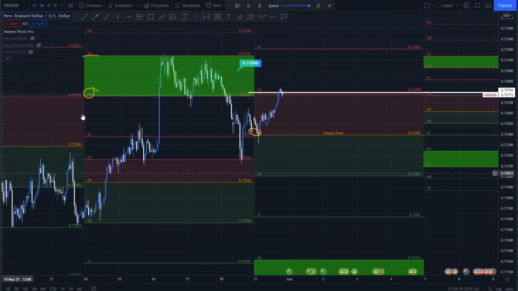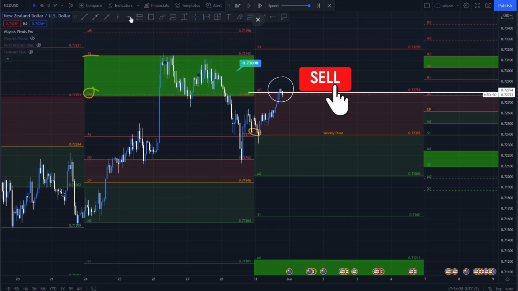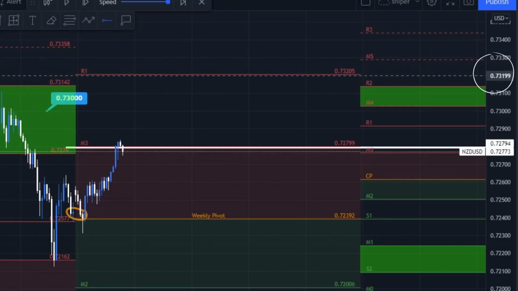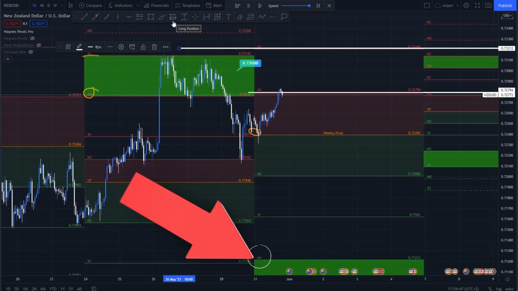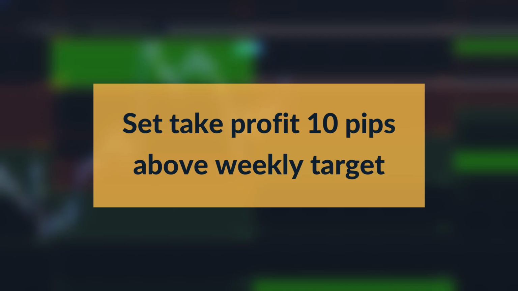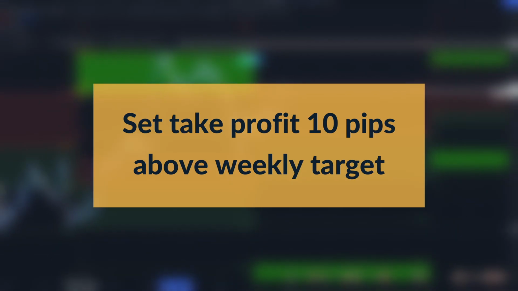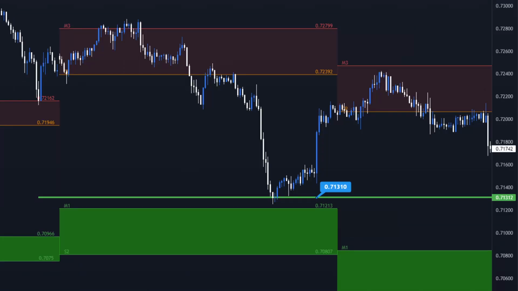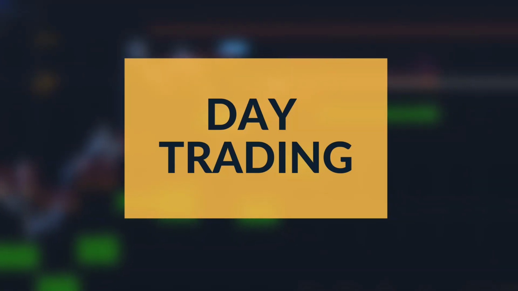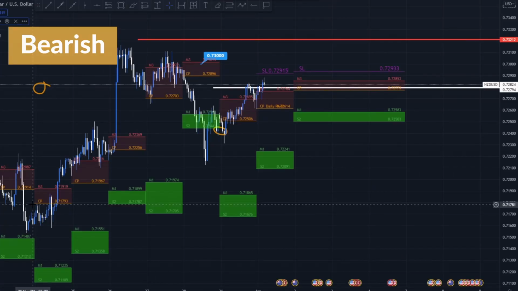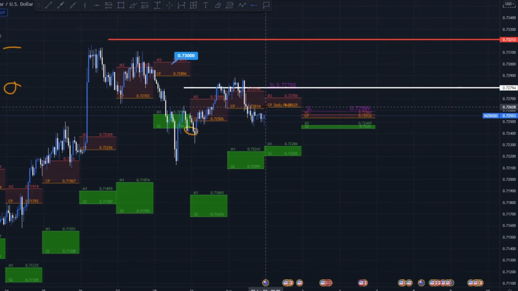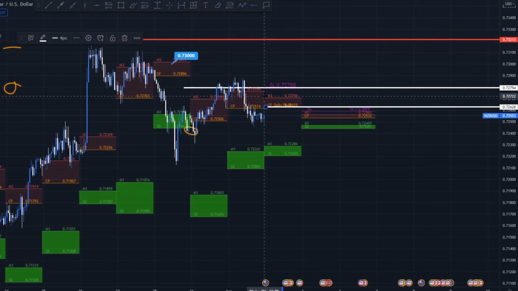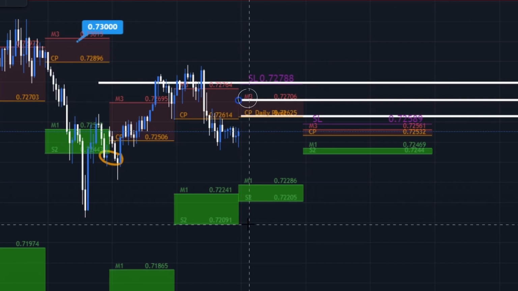We will then engage and enter a sell order with a stop loss at 73.20, and we will now start day trading ourselves down to the weekly target at around 71.20. I will set my take profit 10 pips above 71.21 just to make sure that I actually get triggered. As we're coming into the daily pivots, we need to look for lower lows and lower highs. As we're now coming into the Asia session, I will enter sells at central pivot and M3.